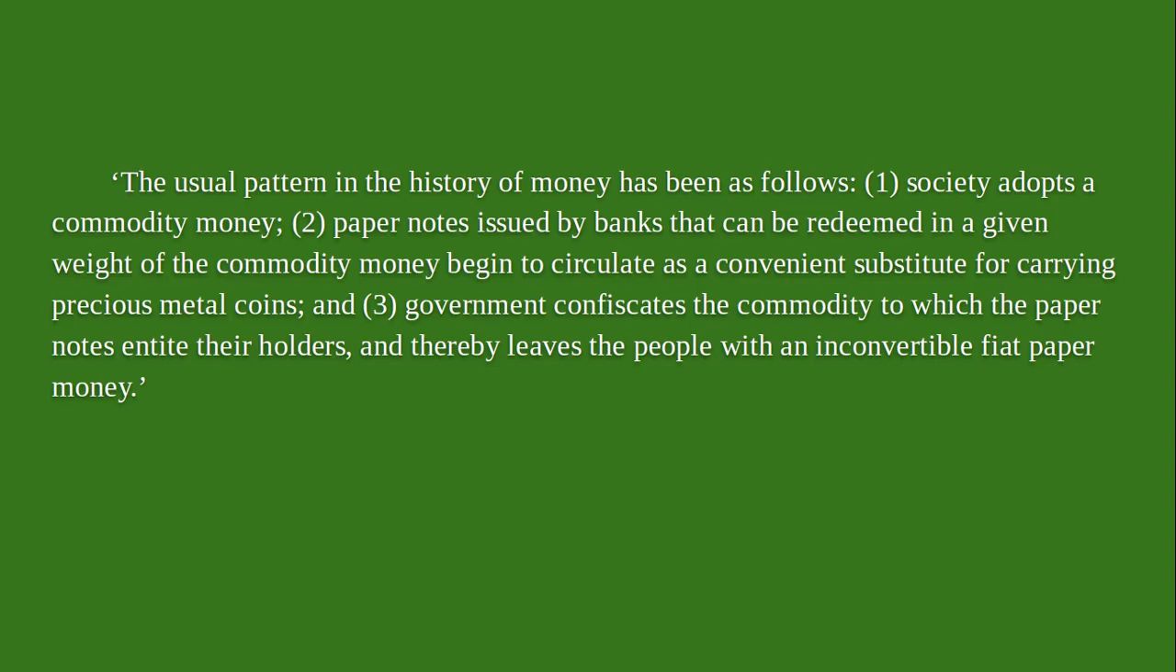And here's an excerpt from the book that I'd like to read verbatim. The usual pattern in the history of money has been as follows. One, society adopts a commodity money, as we went through earlier. That is a transition from a barter economy to a market or an economy that actually uses a certain commodity for the purpose of exchange. And then two, paper notes issued by banks that can be redeemed in a given weight of the commodity money begin to circulate as a convenient substitute for carrying precious metal coins.